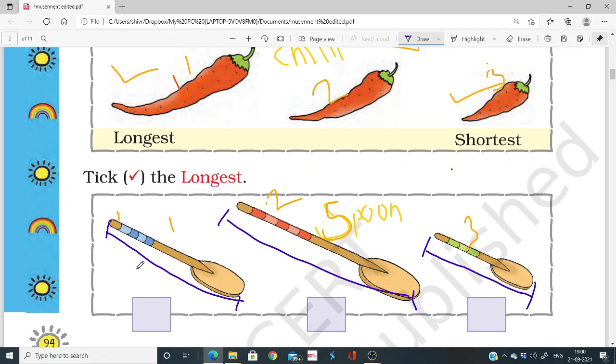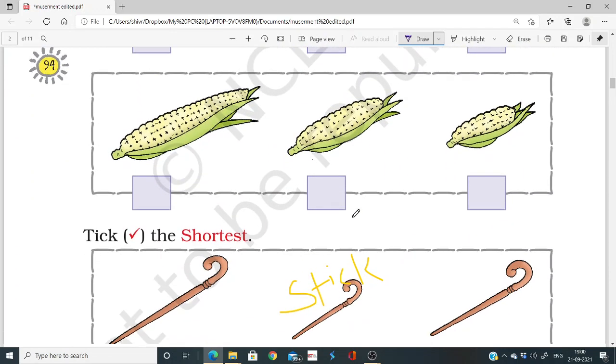Suppose the length of this spoon is 8 centimeters, the length of this spoon is 10 centimeters, and the length of this spoon is 7 centimeters. Now you can clearly decide which is the longest spoon and which is the shortest spoon. 10 centimeters means longest, so that spoon is the longest of these three spoons, right? Our answer will be this. We have to put a mark here. Next.